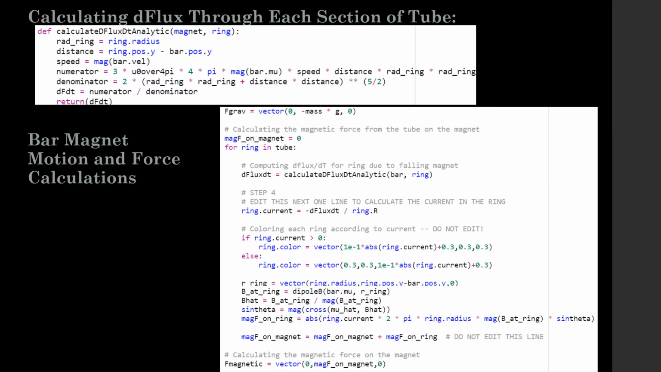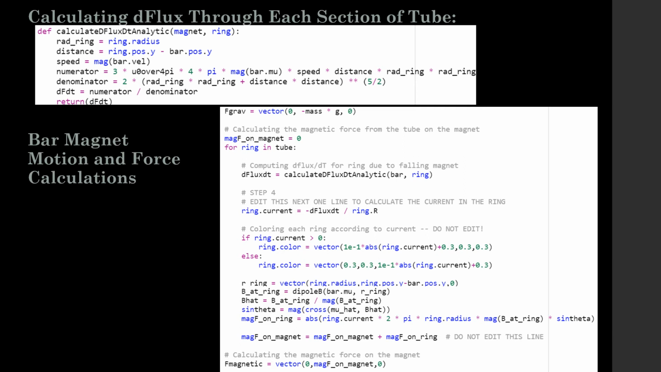Here I use the flux formula shown earlier to calculate the flux through one of the small segments of the tube. Finally, we had a while loop to show and display the falling of the magnet through the tube, as well as calculate the velocity at each point in which it passes through the tube and graph it on a velocity versus time graph. We did this by considering all the forces on the magnet, including the gravitational force and the force on the magnet from the ring.